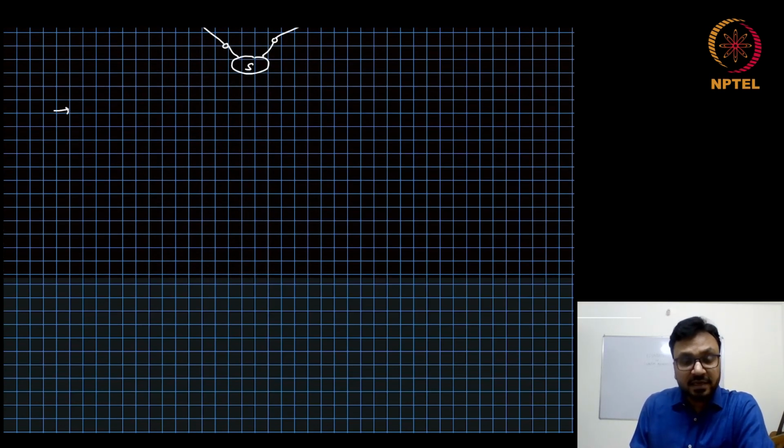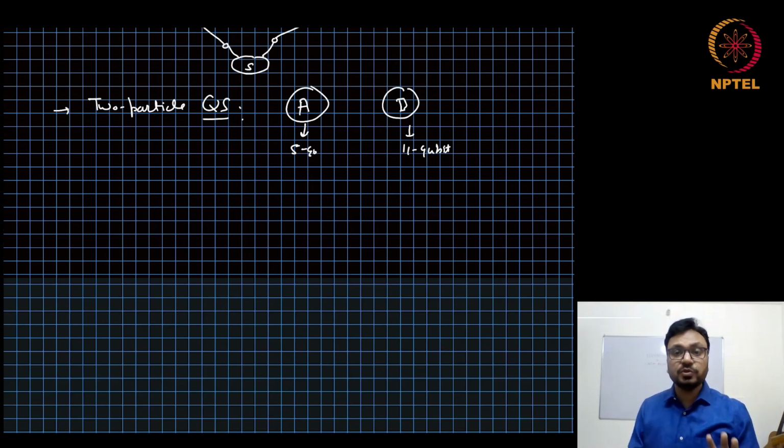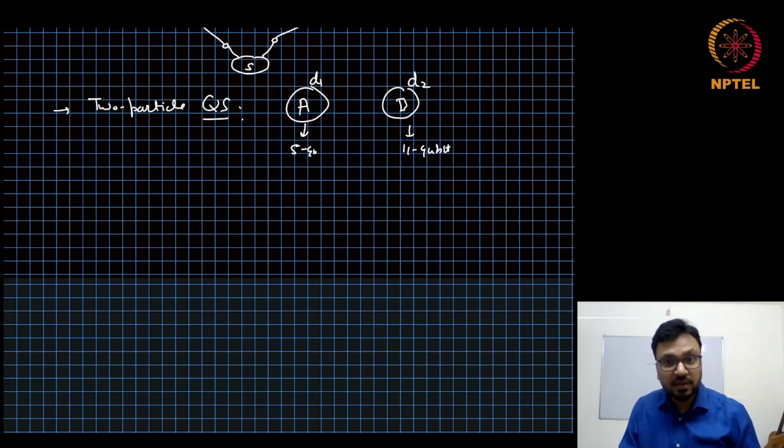Now let us take a very simple case to understand the whole scenario. Let us talk about two-particle quantum systems. There is party 1 or A, and party B. They can be of 5 qubits, or 11 qubits, or some such number. We don't care; we have just divided the whole system into two parts, part A and part B. The dimension of part A is D1 and the dimension of part B is D2. They can be the same, they can be different, they can be as low as 2.